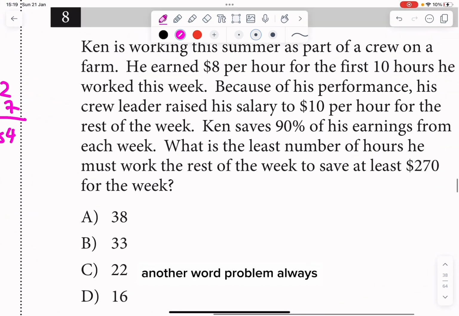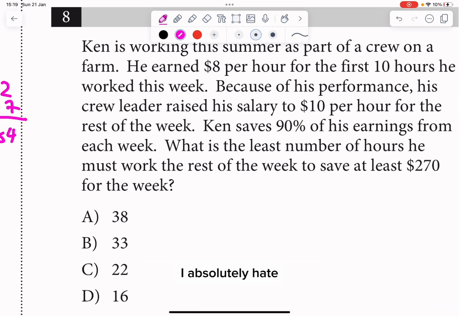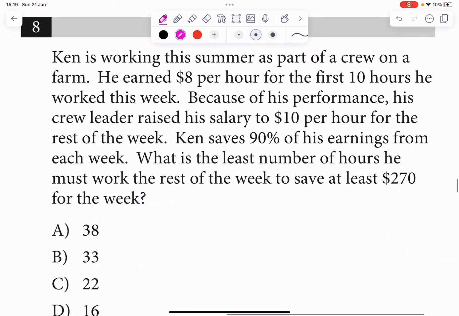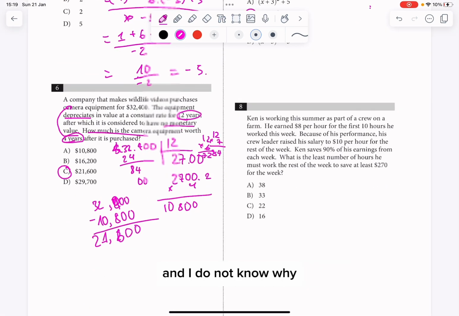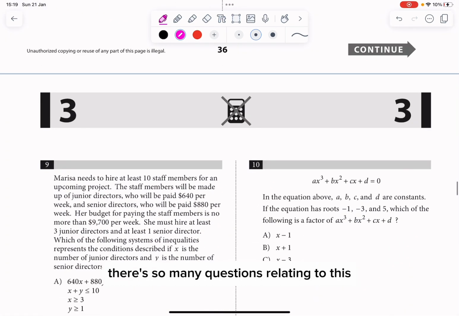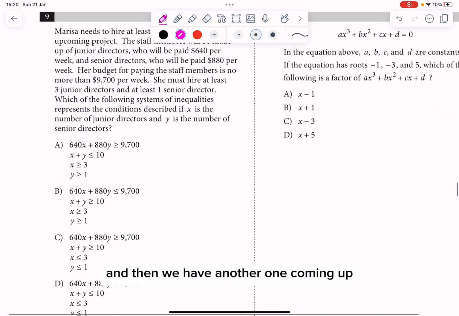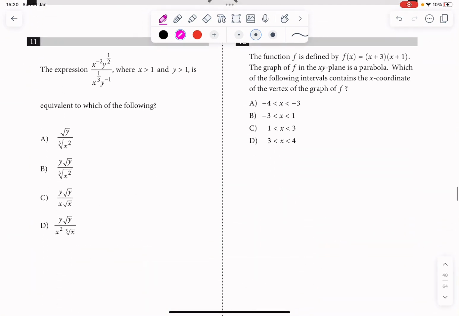And then question number 8, another word problem. Okay, I absolutely despise this kind of word problem relating to financial analysis. I'm not really good at this, and I do not know why there are so many questions relating to this. And then we have another one coming up. Oh my god, what's going on?